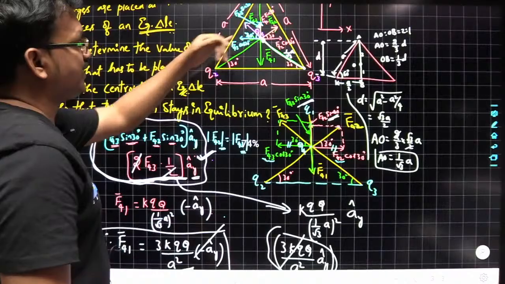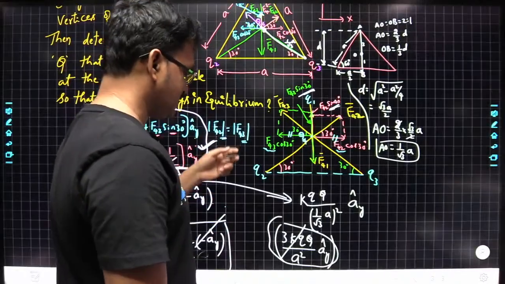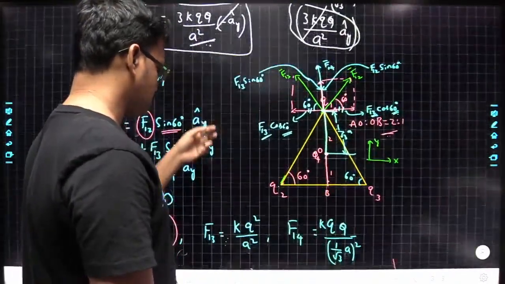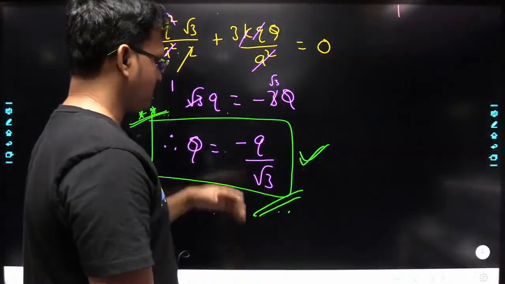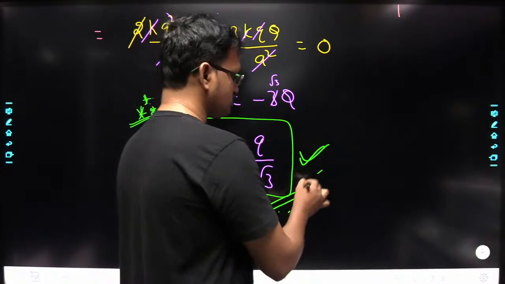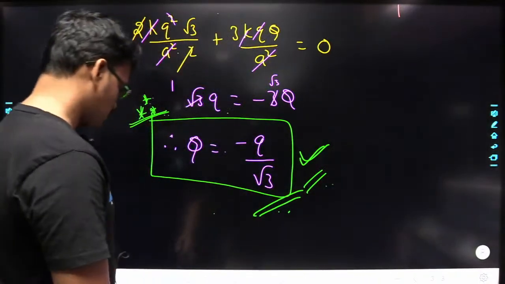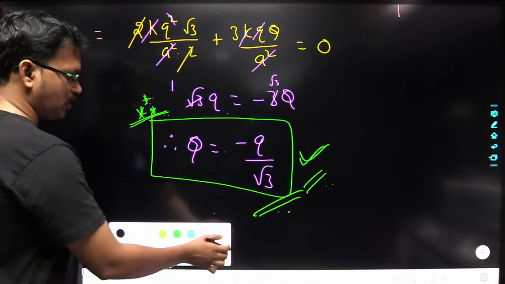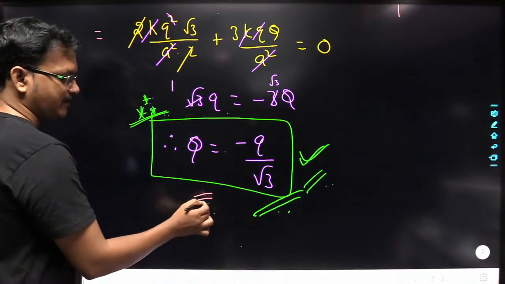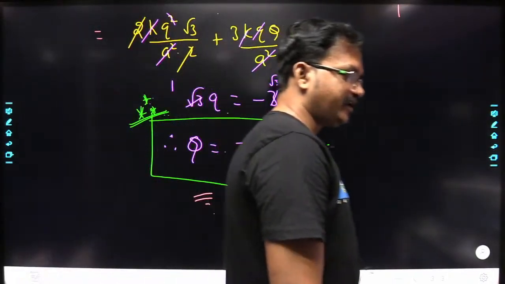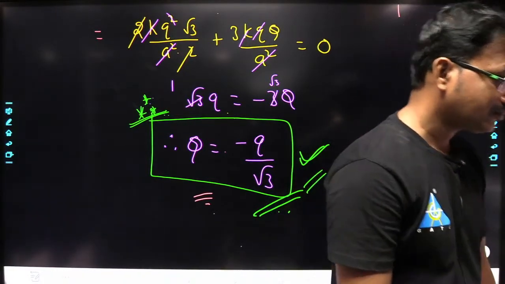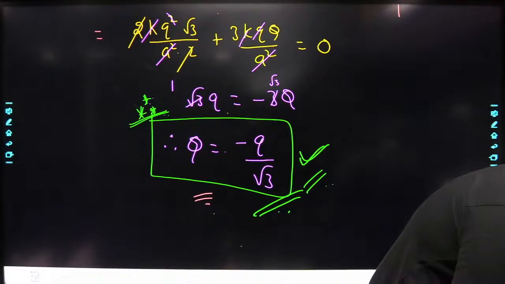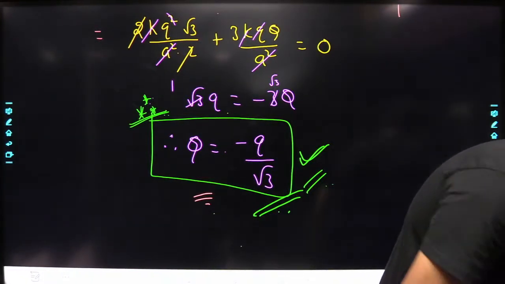So exactly at the centroid, you have to place minus q by root 3. This is the charge you have to place here. I hope you have understood this problem here, right? Is this clear here? Tell me. Yes, Jain, minus q by root 3. Very good.